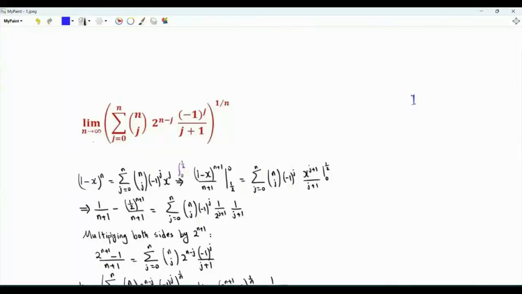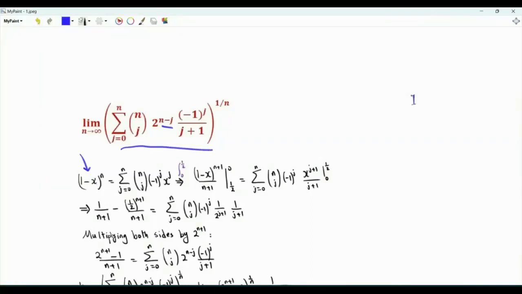We have two limits. The first one is the limit as n tends to infinity of the nth root of the summation j from 0 to n of n choose j, 2 to the n minus j, minus 1 to the j, over j plus 1. Let's start with a conventional binomial expansion and try to manipulate it to get something like the sum here.